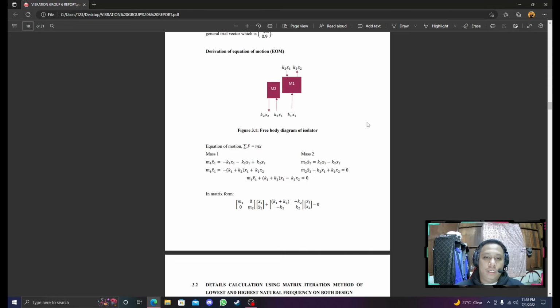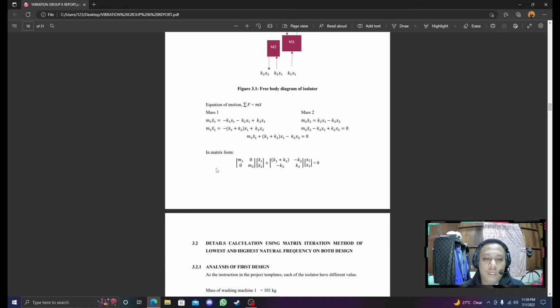Derivation of equation of motion, EOM. This is a free body diagram of insulator M2 and M1. Equation of motion, F equal to mx. This is for mass 1 and this is for mass 2. In matrix form, M1, 0, 0, M2, times x1, x2 plus, in the bracket, K1 plus K2, minus K2, minus K2, K2, times x1, x2 equal to 0.